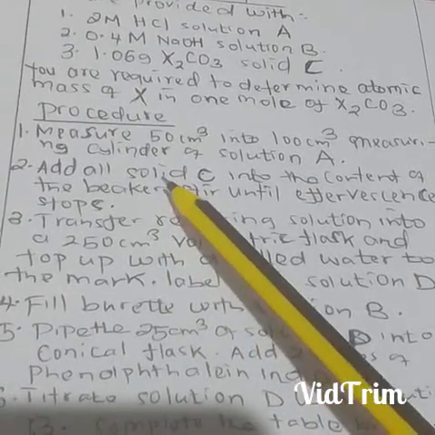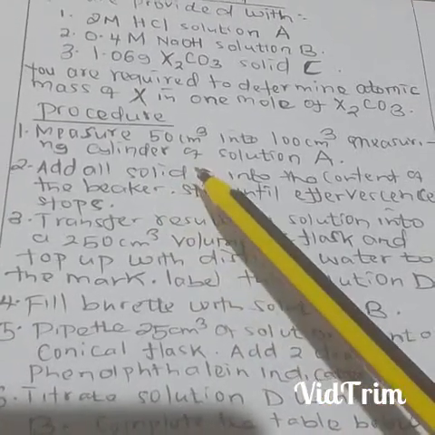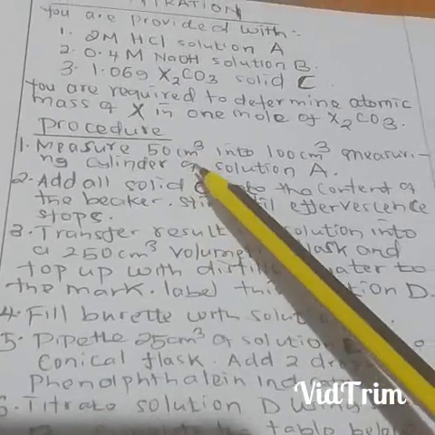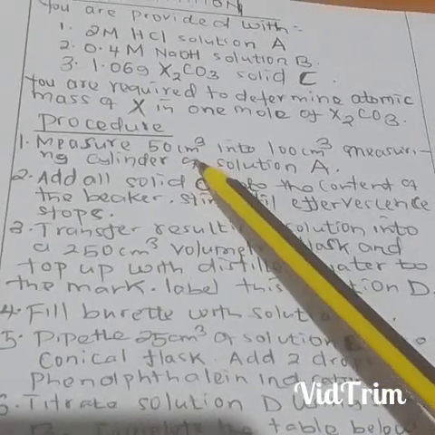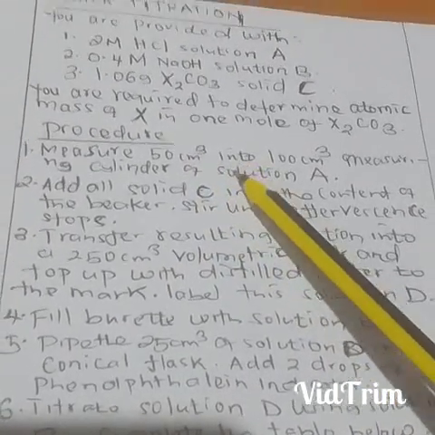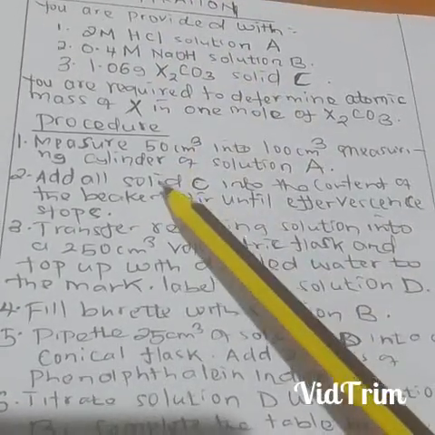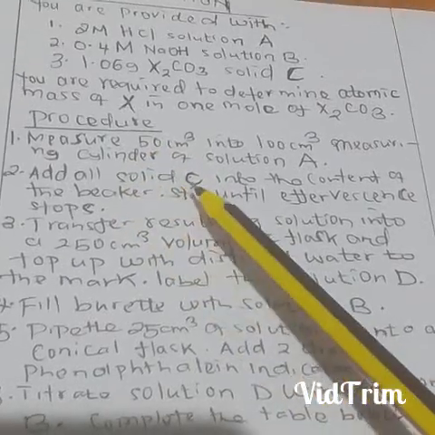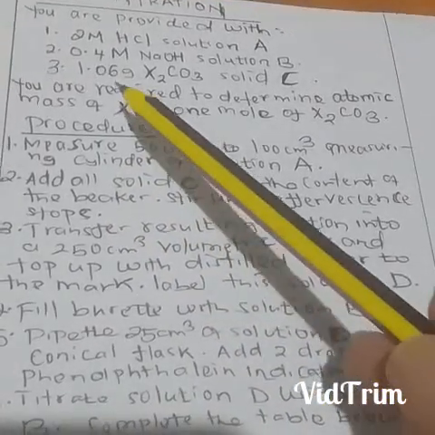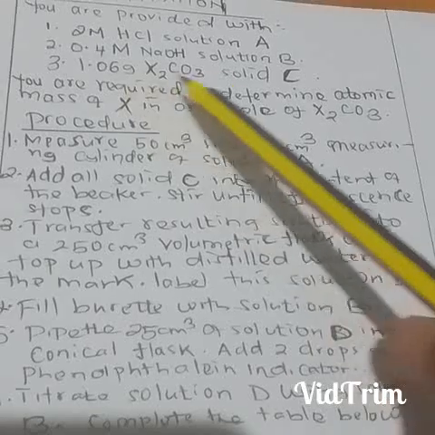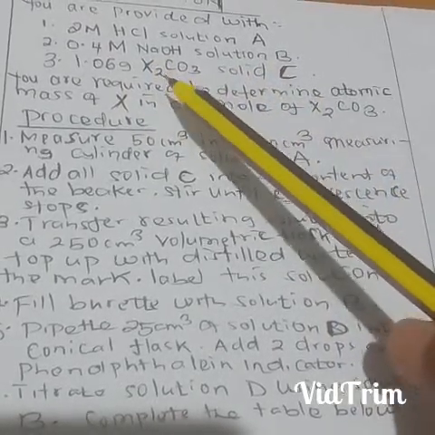So in the first and second procedures, we are reacting 50 cm³ of solution A, which is the 2 molar HCl. Then we transfer it into the beaker, and then we add solid C. But you can see in this case, solid C is the carbonate.